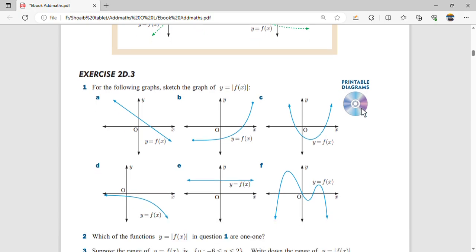So we have different equations here, starting with exercise 2D3. Sketch the graph of modulus functions. So we are given y equals f(x) graph, so we will reflect all the values which are in the negative, like this one from here to this point. This would be reflected like this. From this point all the values are positive, and from this point where it goes negative, it would be reflected something like this.